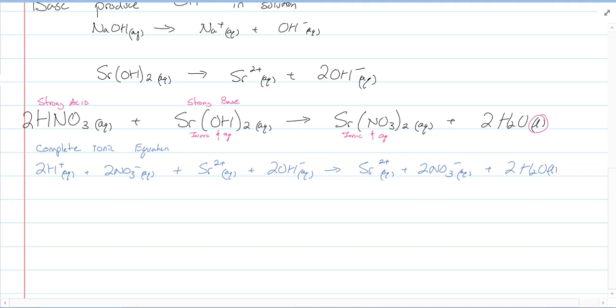So my net ionic equation then, 2H plus and 2OH minus going to 2H2O liquid. And that's my net ionic equation. And so when we're making water, water is clear and colorless.